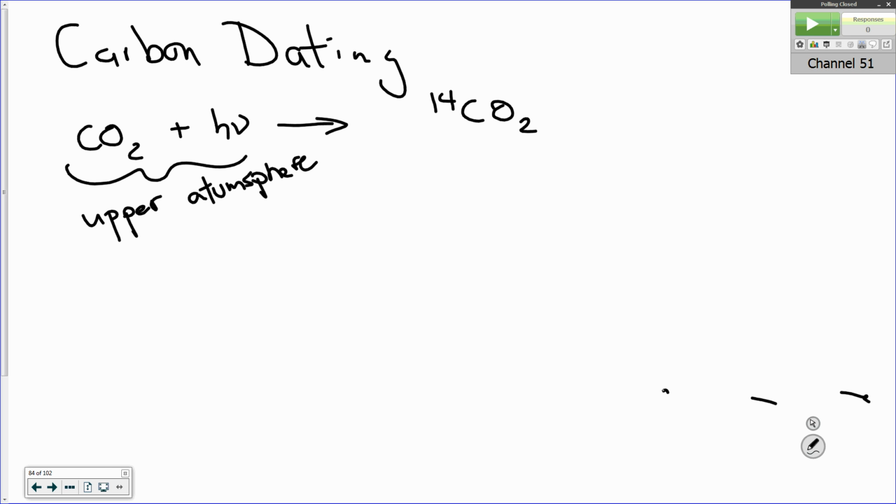So above, way at the top of the clouds. What happens as soon as this C14 starts to decompose, starts to radioactively decay, is that the amount of C14 starts to decrease as a function of time. So it decreases with time.